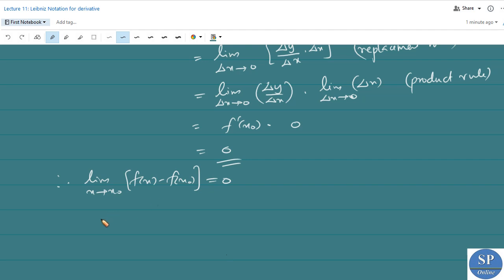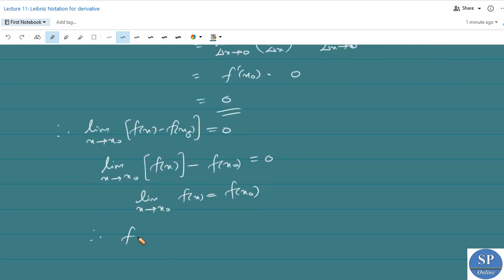So we have the limit as x tends to x naught of f of x minus the limit as x tends to x naught of f of x naught, and f of x naught is a particular value, the value of f at the point x naught, so it is a constant. By the constant rule it is equal to f of x naught. This is equal to 0. Therefore the limit as x tends to x naught of f of x equals f of x naught. That is, f is continuous at the point x naught.